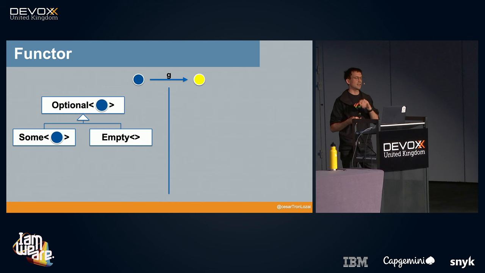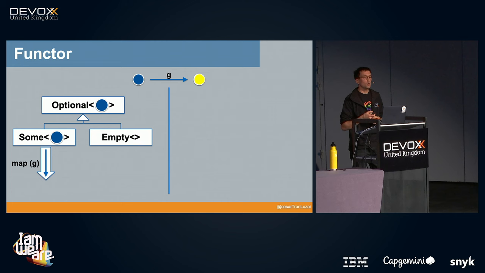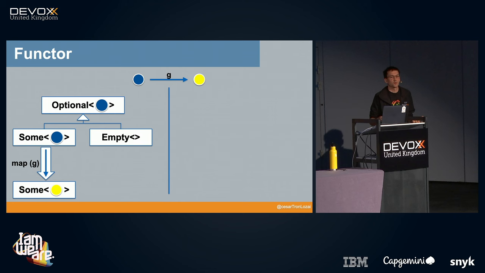And so to be able to implement map, we need to basically implement map for these two cases. So what should map G be in the case of sum? And this is a very interesting thing that I love in functional programming, is that in this case, there's only one possible implementation that makes sense. Because think of it. We know we have a blue, and we have a function from blue to yellow. The only thing we can do is call that function. Now we have a yellow. But we know that functor must still return an optional. So I need to put my yellow in something. Well, it has to be a sum. Here, the only thing that makes sense is sum of yellow.